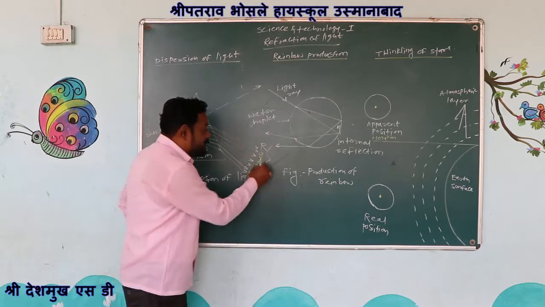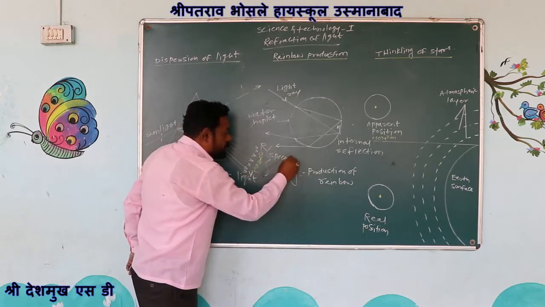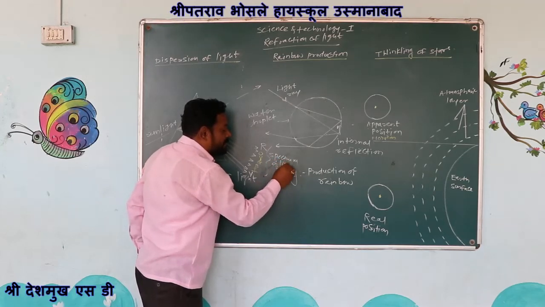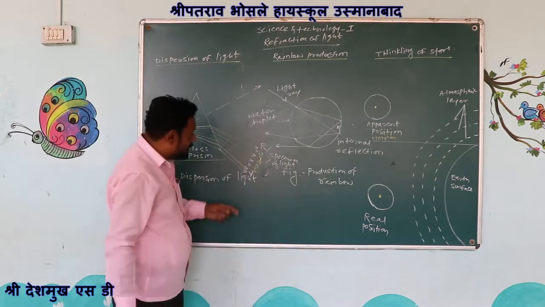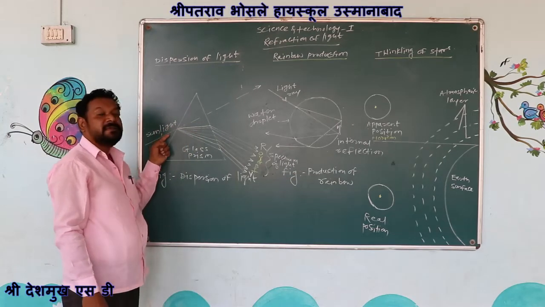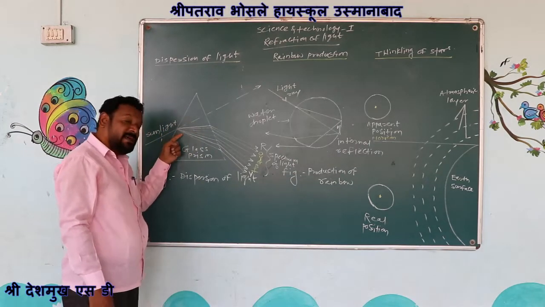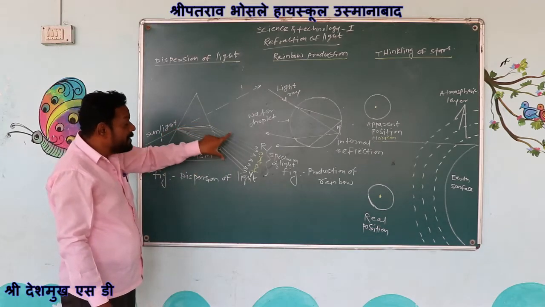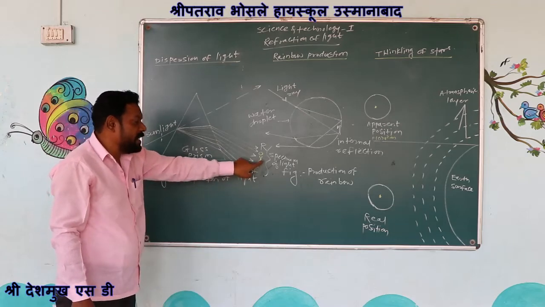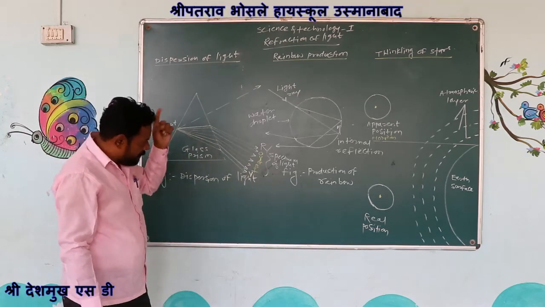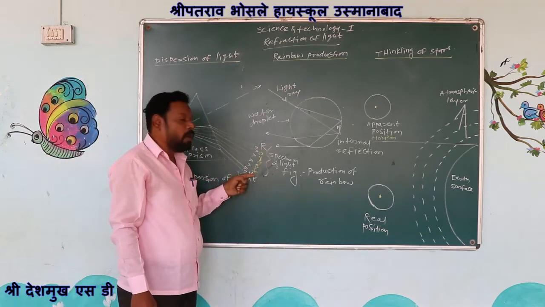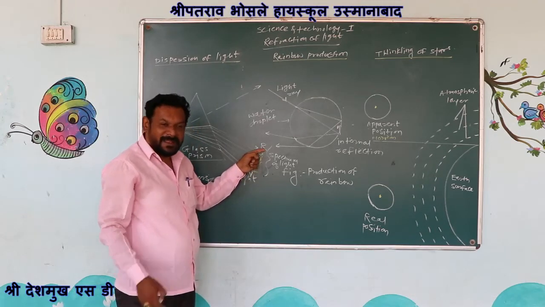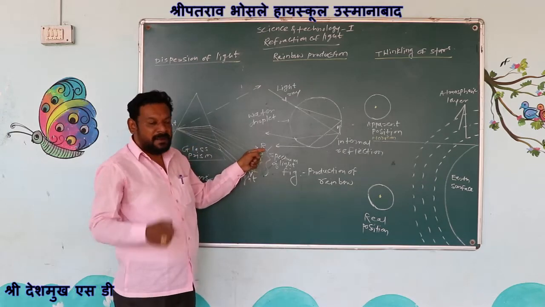It is called the spectrum of sunlight. Incident rays of light enter a medium, for example glass. What happens here? They split into seven colors. It is called the spectrum of light. It consists of red to violet, red first. They bend at different angles.